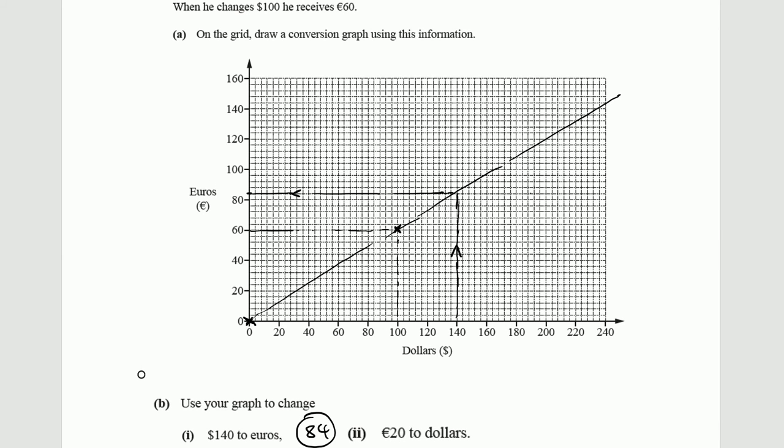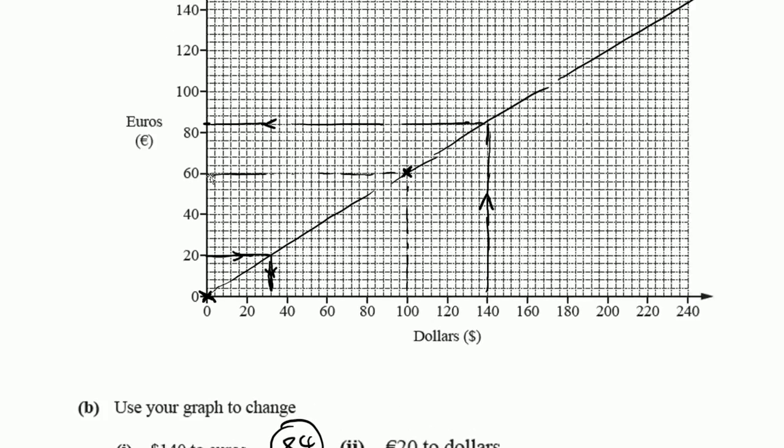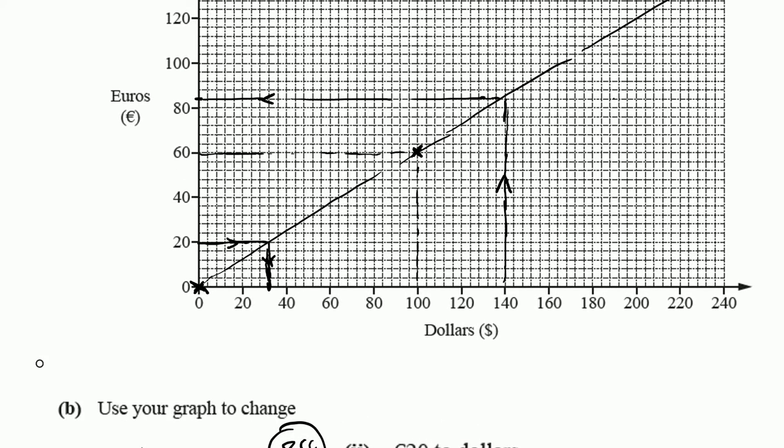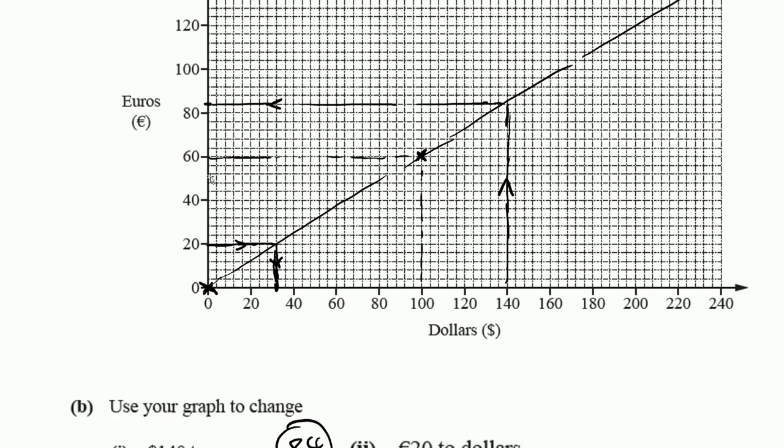20 euros to dollars. So now I would go across from my dollars and down to my euros. Once again, I've got to pay close attention to my scale. These 20 units are split into 5 squares, so each square must be worth 4. 24, 28, 32 over there.